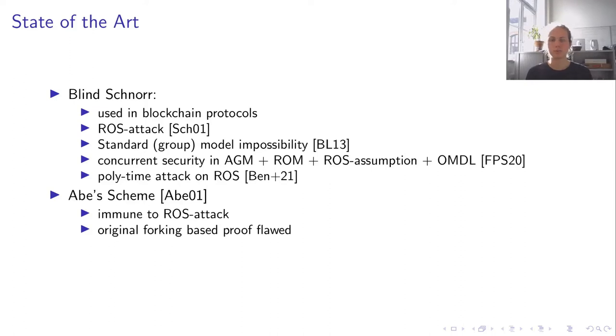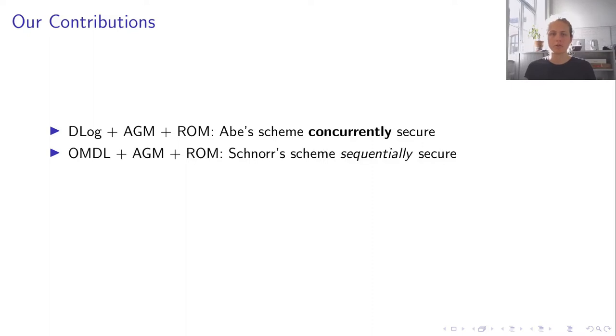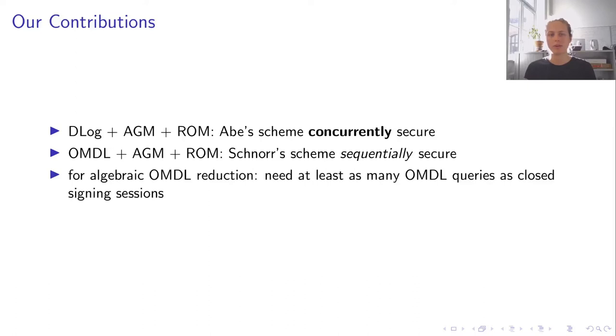On the other hand, there's Abe's scheme, which is immune to this ROS attack. But the original proof of Abe's scheme was flawed, which was discovered by Okubo and Abe, who provided a proof in the GGM instead. In this work, we reconsider Abe's scheme, and we show that it is secure in the AGM plus ROM under D-log. We also show that in the sequential setting, Schnorr's scheme is secure in the AGM plus ROM under the one more D-log assumption. And we provide a proof that you need as many one more D-log queries as closed signing sessions. So in this sense, our reduction is optimal.